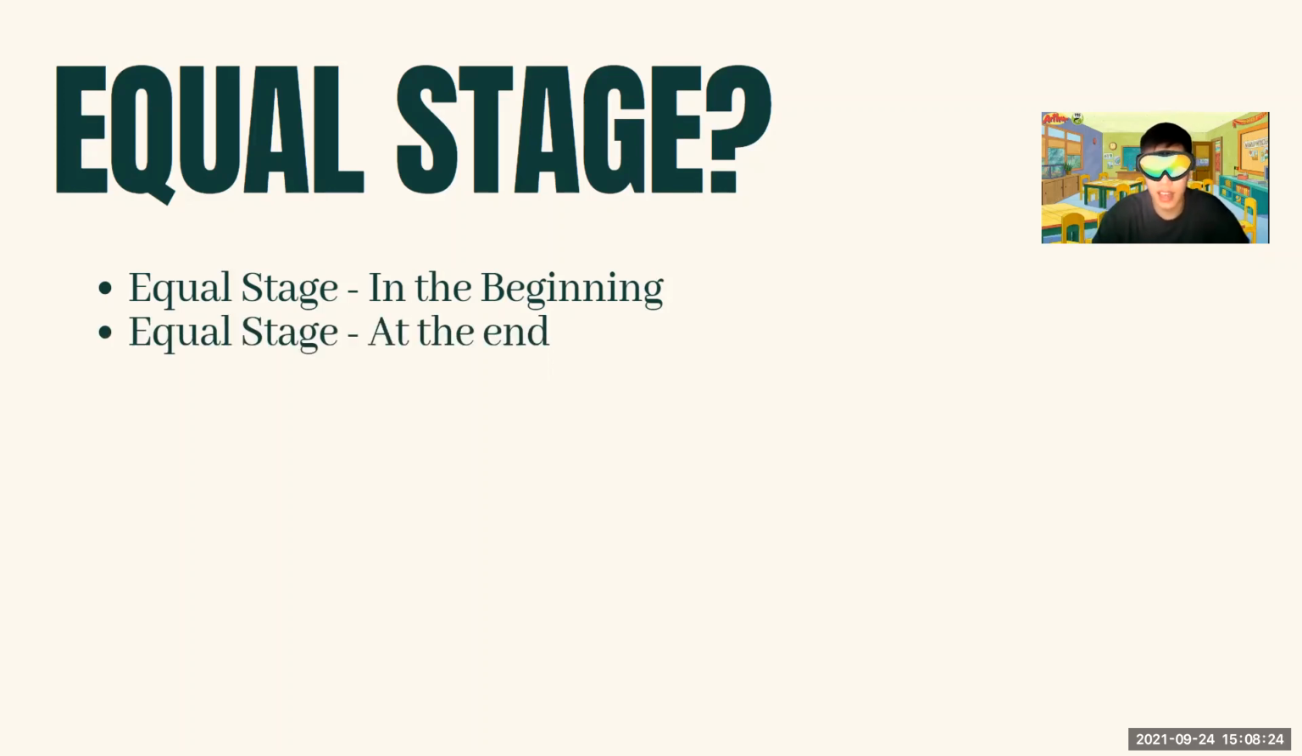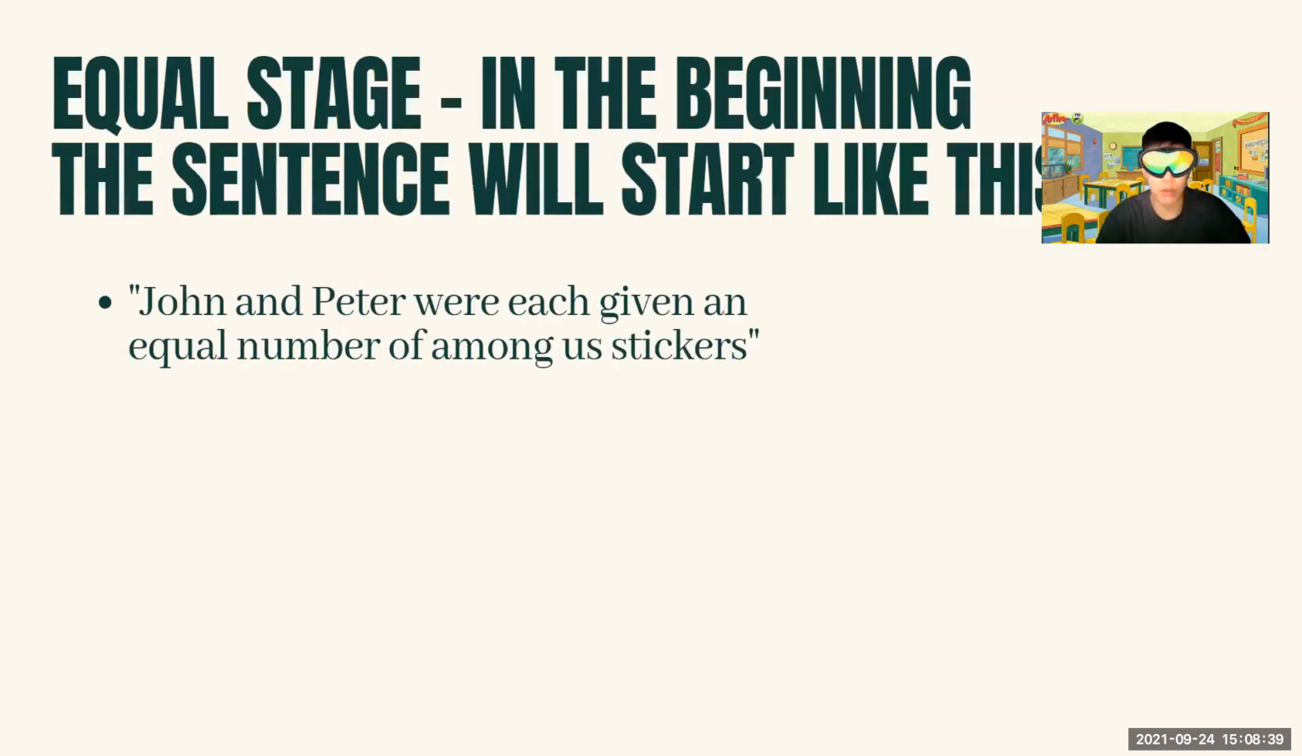The second type is what we call at the end. For this, I will be covering it in the next video. But it basically means that people have an equal amount of items towards the end. So without any further ado, let's delve right into the examples.